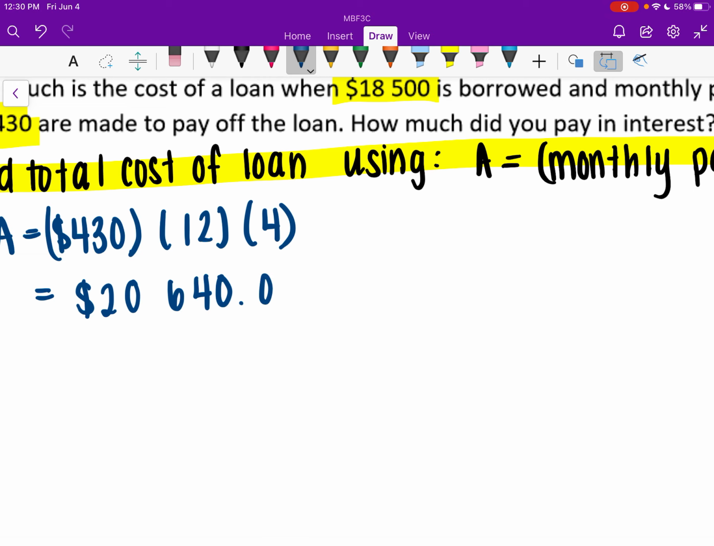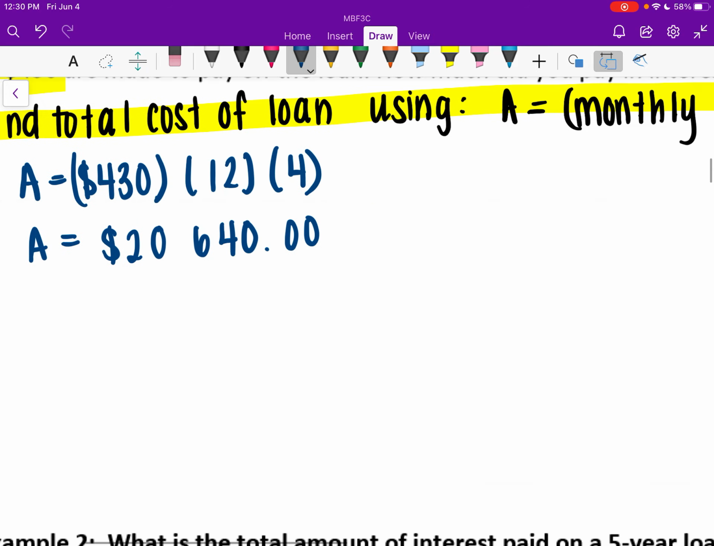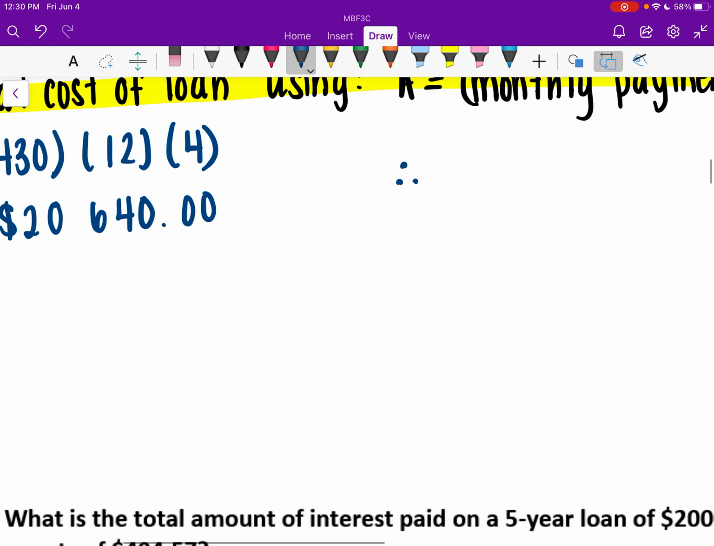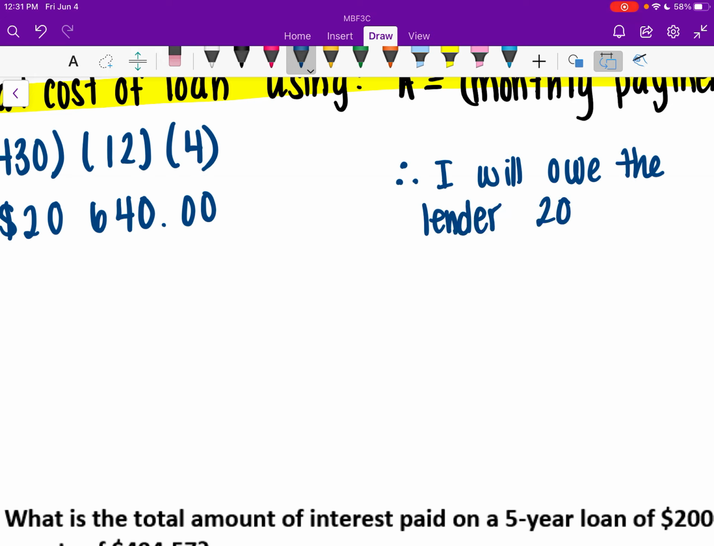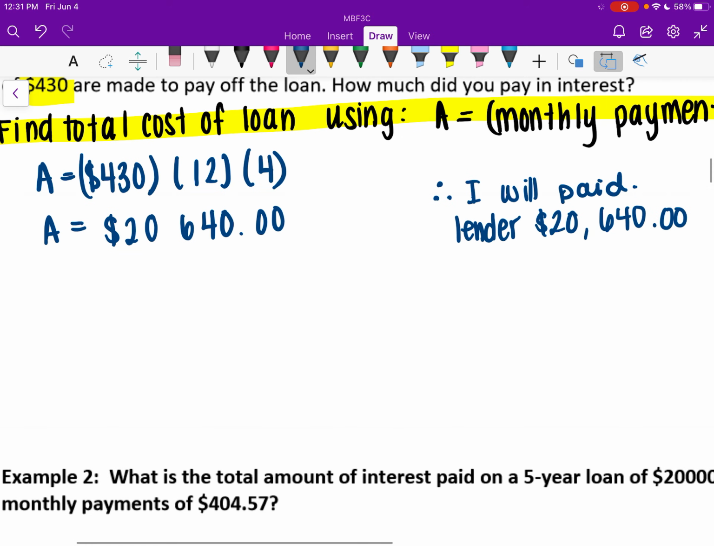$20,640. That means that when I go to pay off my loan, at the end of everything, I will owe the lender $20,640, and that's how much I will have paid. I will have paid the lender that much. It's just you took that $20,000 and instead of paying it all as one lump sum, you paid it off over the course of 4 years.